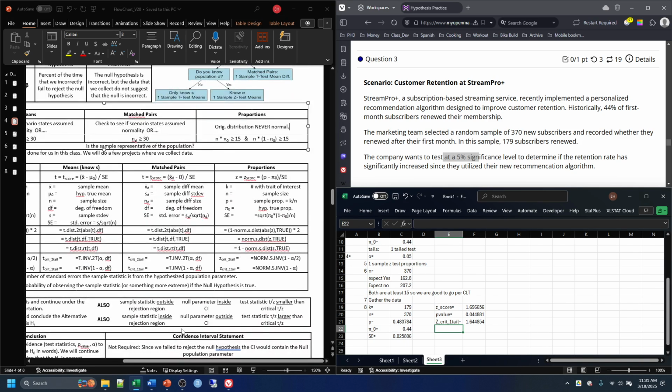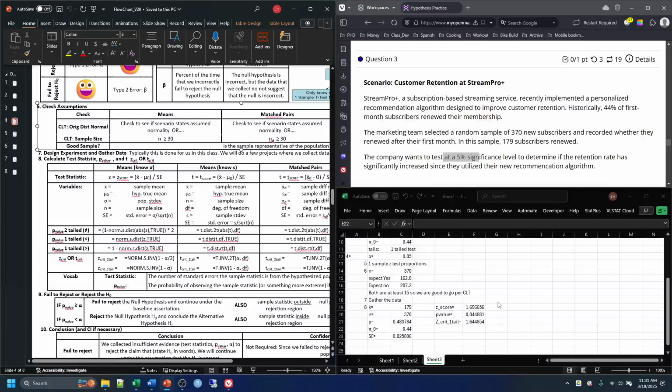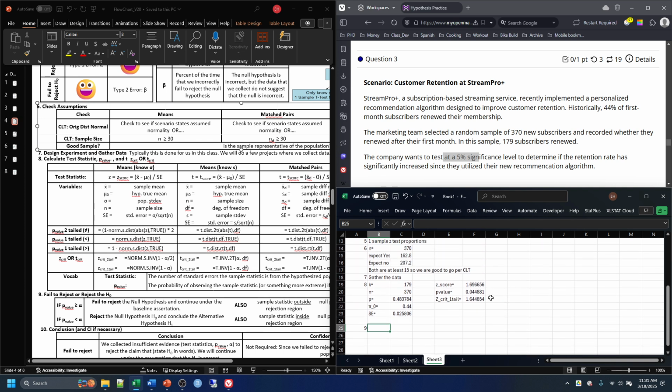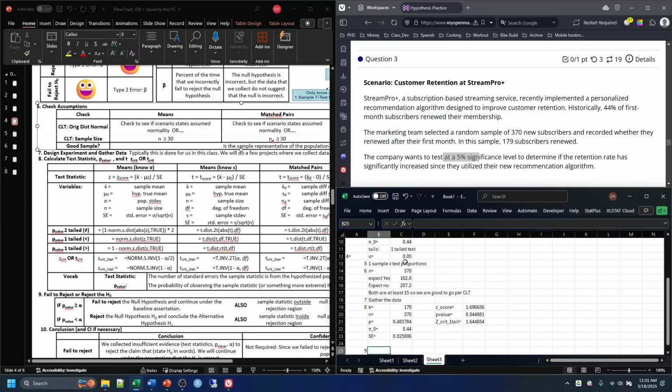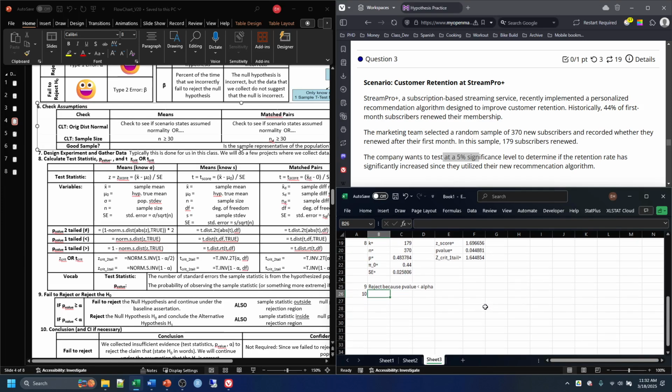Let's go ahead and do step 9. Bring it over. Down here, we can say that step 9 is we are either going to be rejecting or failing to reject. And we compare our p-value to our alpha. Alpha is 0.05, p-value is 0.04. So we are going to reject because our p-value is less than our alpha term. So in step 10, we can now write out a conclusion. Let's go ahead and write it out.